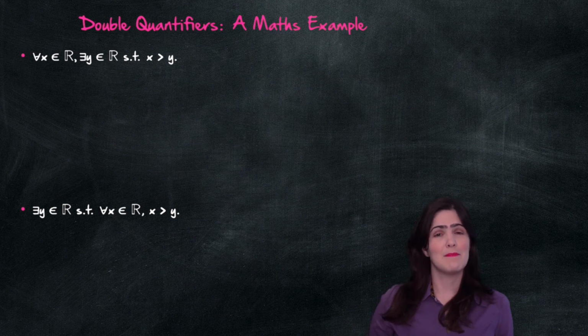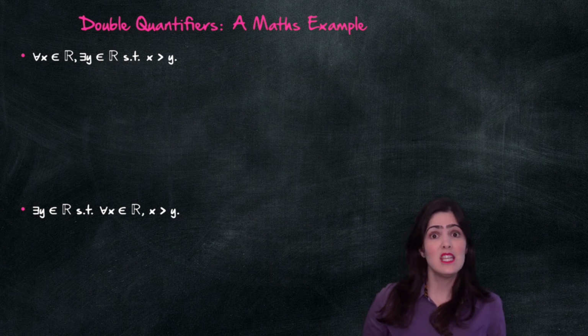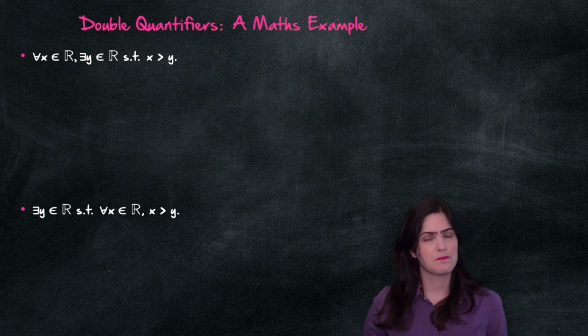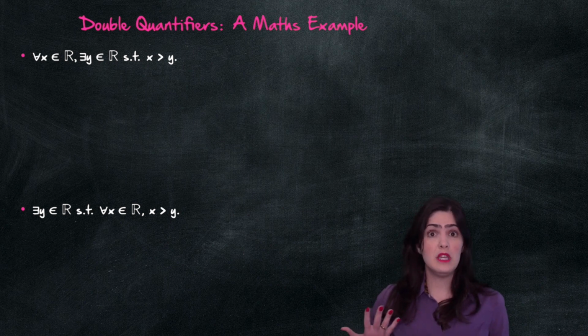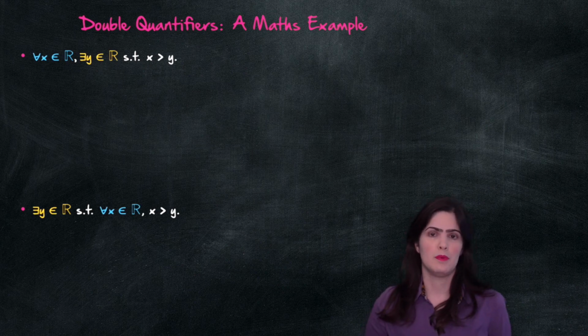Let's now take a look at a math example. Here we have two statements. The first statement says that for every real number X, there exists a number Y such that X is bigger than Y. And the second statement says that there exists a real number Y such that for any number X, X is bigger than Y. Now, if we take a look at them, we can notice that they're the same except for the fact that the two quantifiers have been swapped. And we need to explore exactly what they say and see what the differences are.